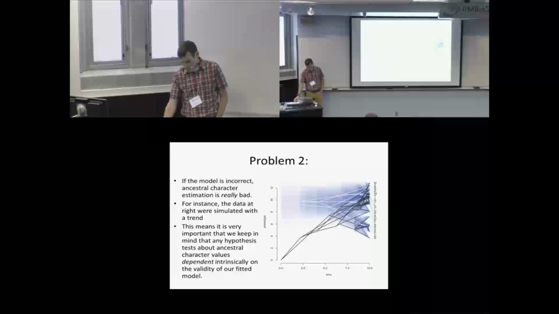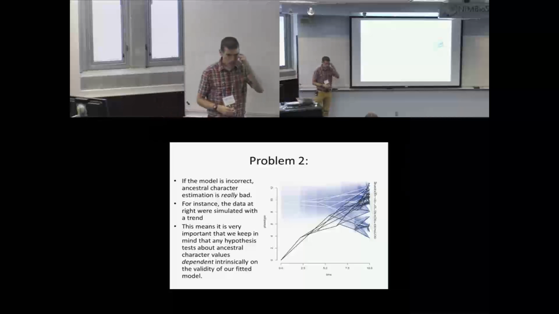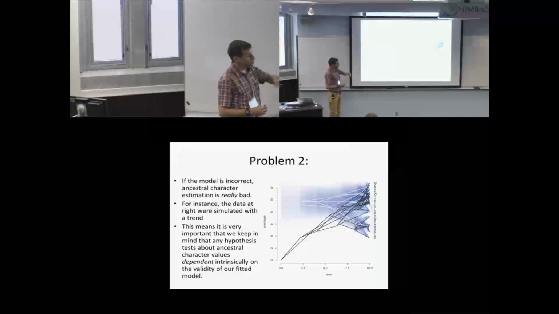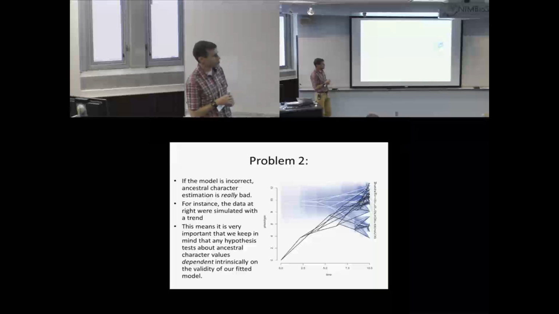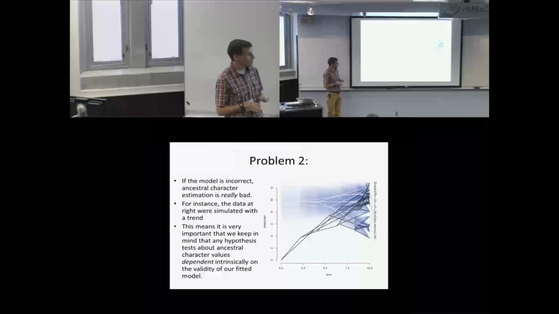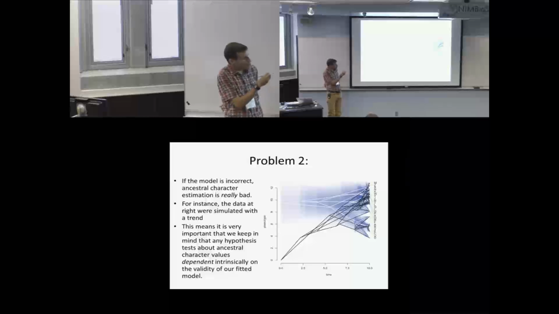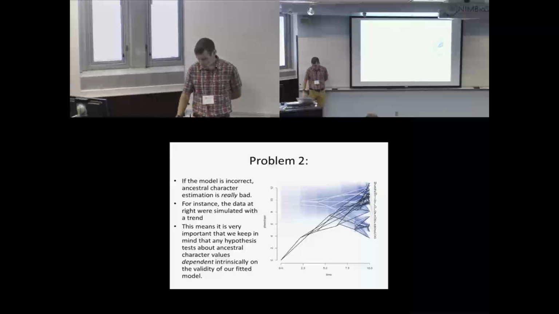So that means that, even though it's very easy to show that if the assumed model is the correct model, the generating model, then our ancestral state confidence intervals will include the generating value for the ancestral state 95% of the time, any kind of interpretation or hypothesis test about those ancestral state values rests critically on this assumption that our model isn't badly wrong.